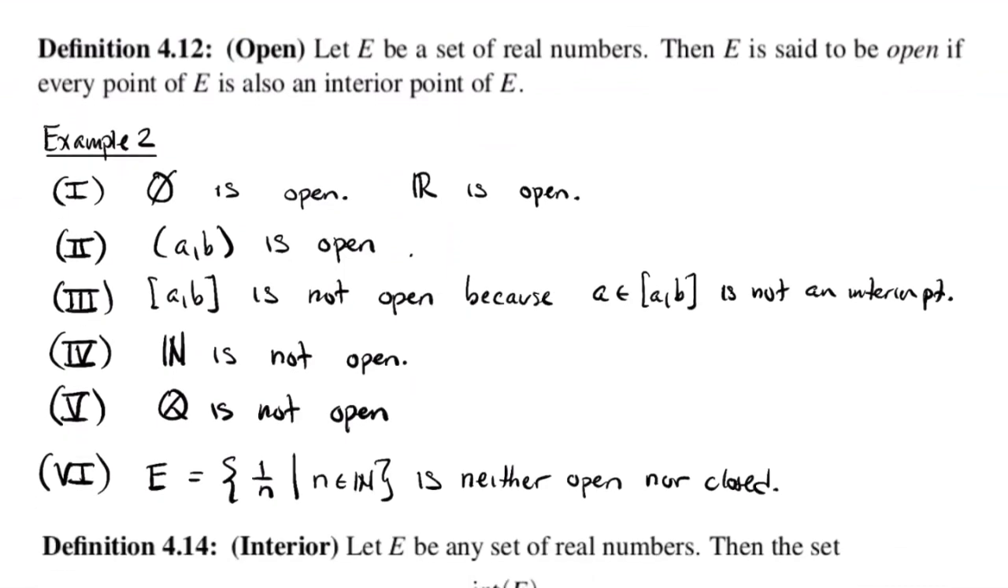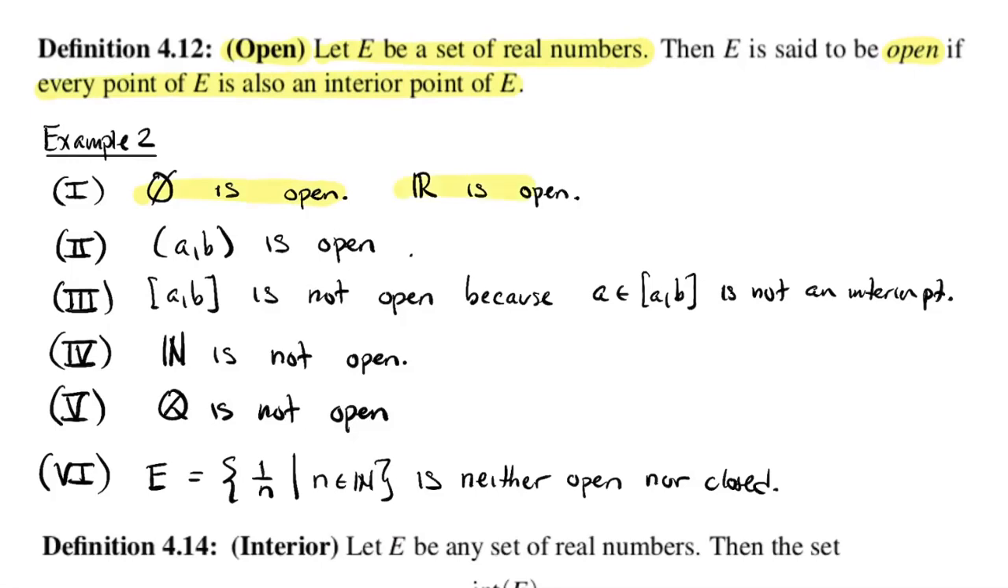Okay, moving along, the second of our two main definitions. What do we mean by a set being open? A subset of the real numbers E is called open if every point of E is interior. So if you give me a point in E, that point is an interior point. Vacuously, the empty set is open. Every point of E is interior because there are no points in E if E is empty.